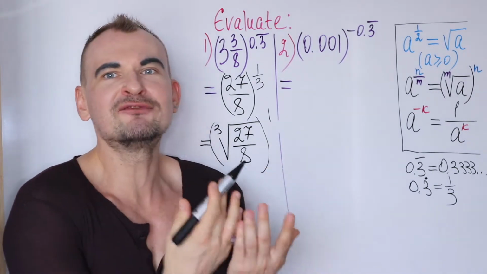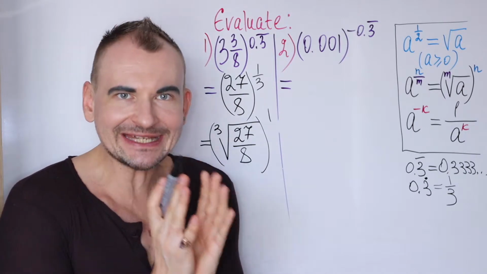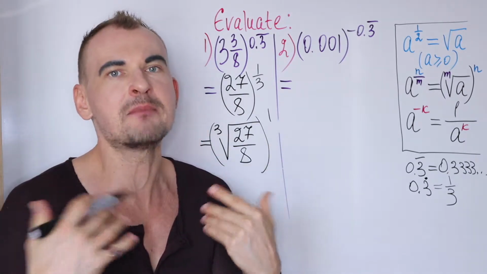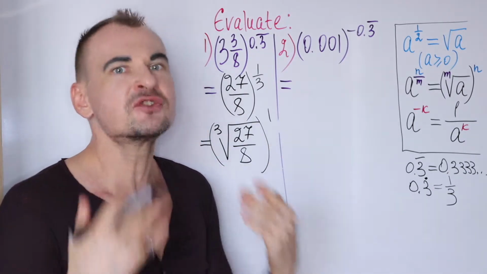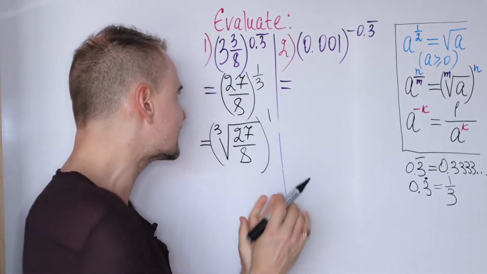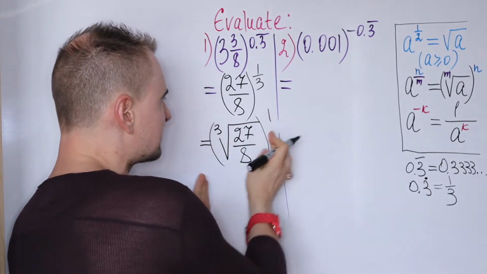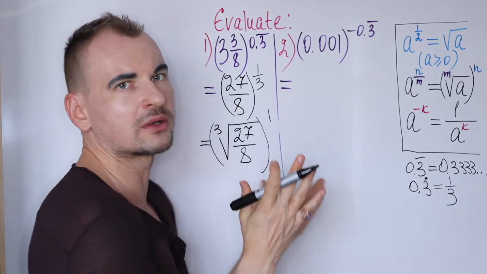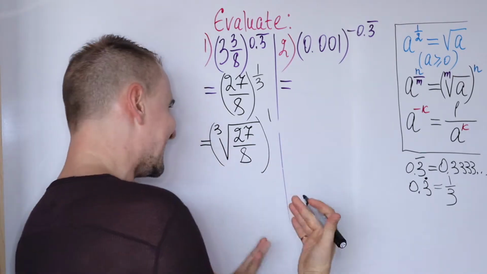But normally we don't write the first power, because any number raised to the first power gives you the same number, precisely the same. So at this point, this first power can be just omitted.